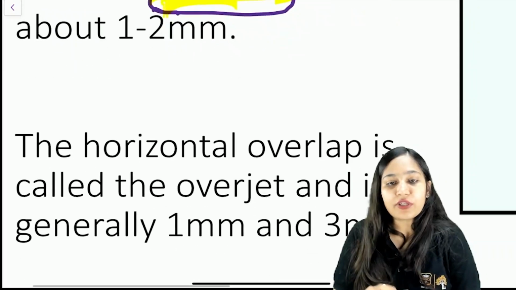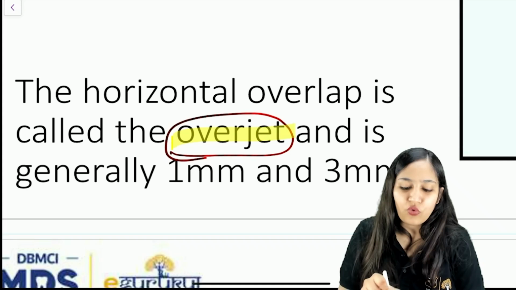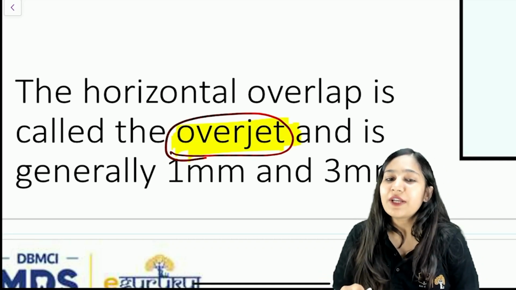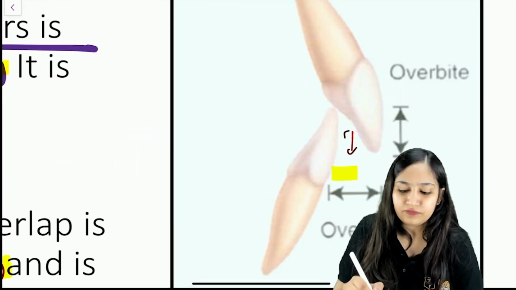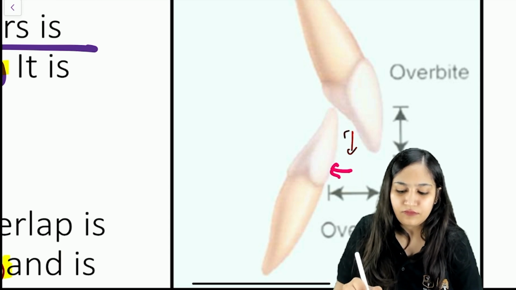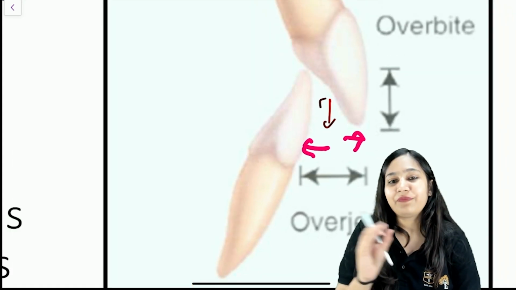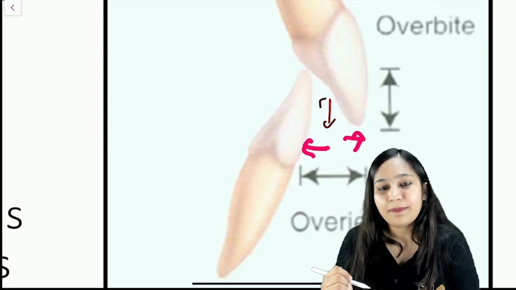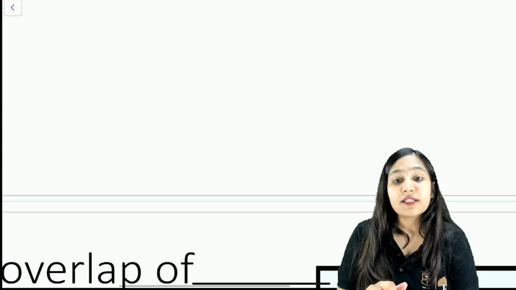Now coming to horizontal overlap. It is mainly overjet. It is known as overjet. It is a horizontal relation. It is generally 1 mm to 3 mm. So this relation is overjet. The horizontal relation between maxillary and mandibular tooth, the space between the maxillary and mandibular tooth. So it is overjet.